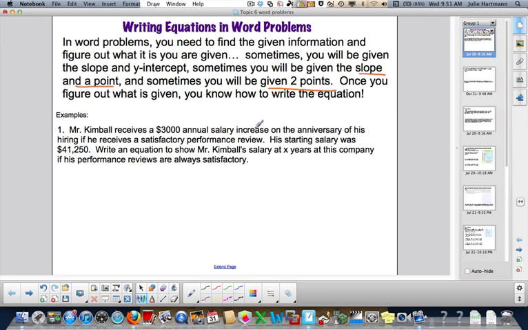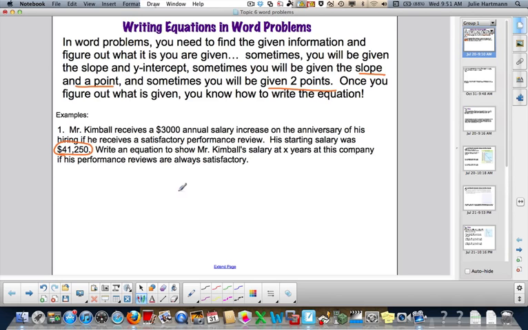Okay, so example number 1. Mr. Kimball receives a $3,000 annual salary increase on the anniversary of his hiring if he receives a satisfactory performance review. His starting salary was $41,250. So right there, that's our starting salary. That is our y-intercept. Okay, anytime you see starting salary or initial value, those are, from day one, what he had. That is his y-intercept, okay? So our y-intercept equals $41,250.